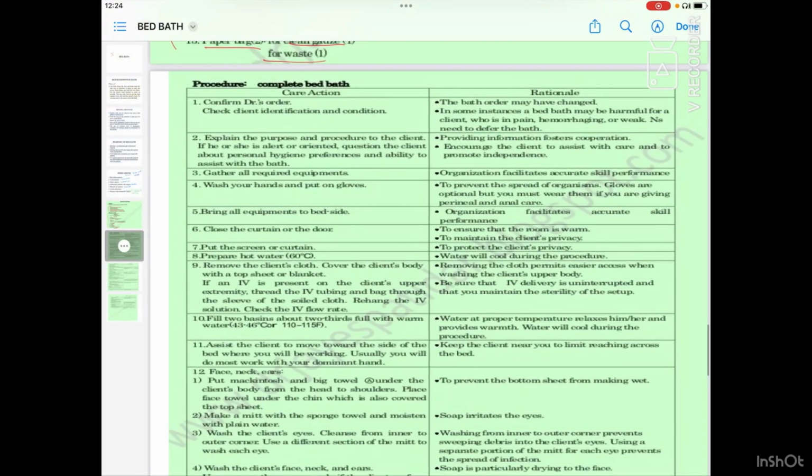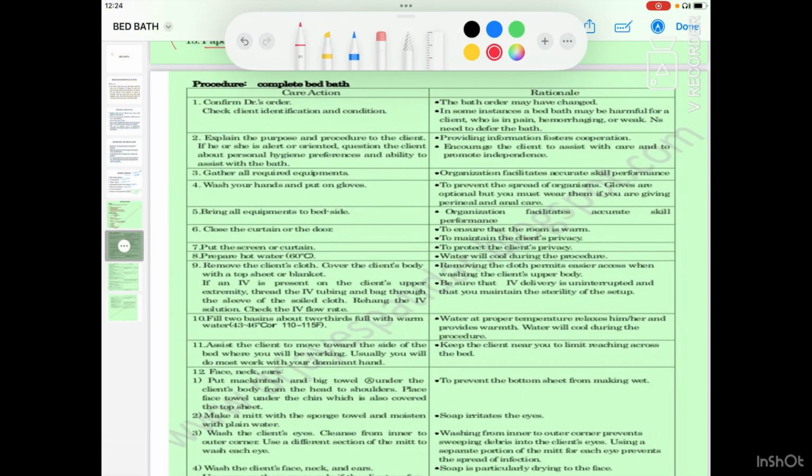First, before giving the bed bath, we should confirm the doctor's order, whether it is written or not. Check the client identification and condition. Why are we reading the doctor's order? To know whether the patient is correct or not, and that we are not simply giving it. We should identify why we are giving it. That is an action alert.